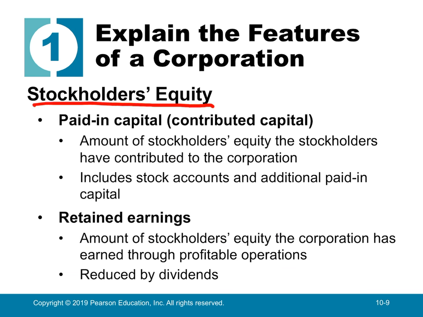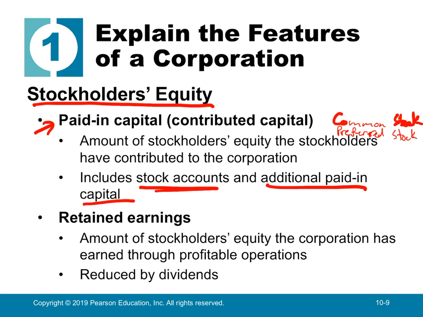So far we've been talking about the stockholders' equity section, and we've talked about two parts of it. There's the paid-in capital. So far we've mostly talked about common stock here, but in this section, we're also going to talk about preferred stock. So this is going to include any of these stock accounts and also the additional paid-in capital account, or APIC, which is another account that falls under paid-in capital. So this is like the umbrella within stockholders' equity, and all of these accounts are considered paid-in capital.